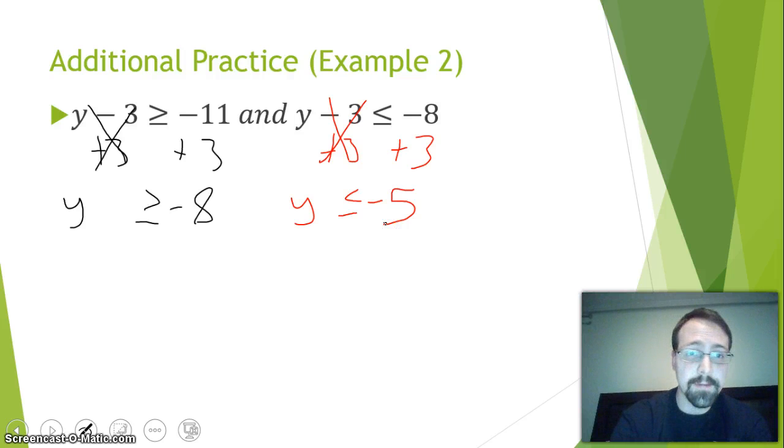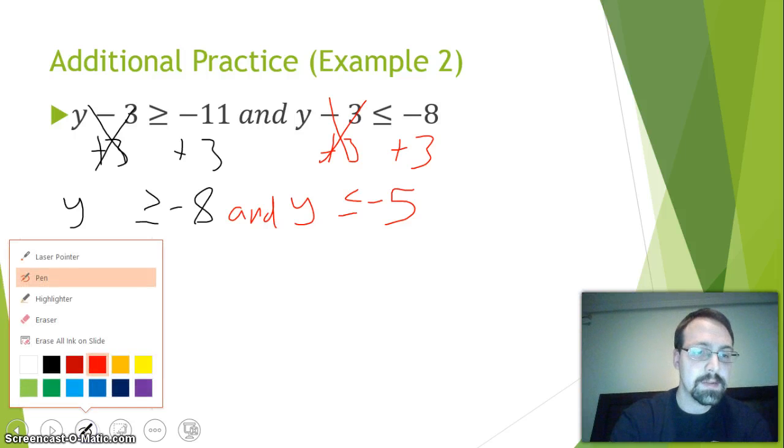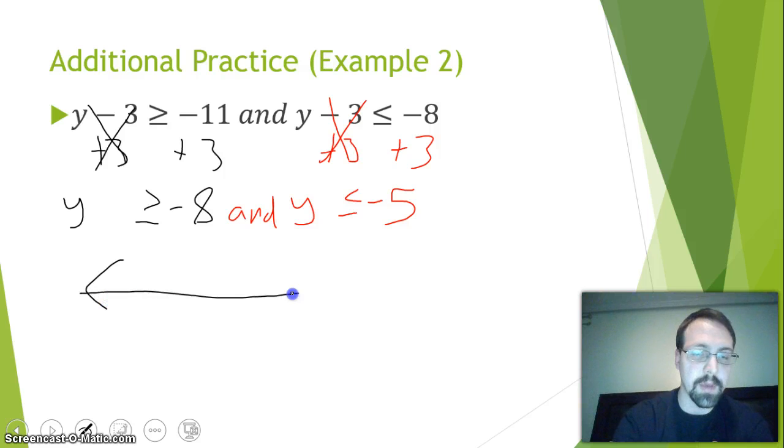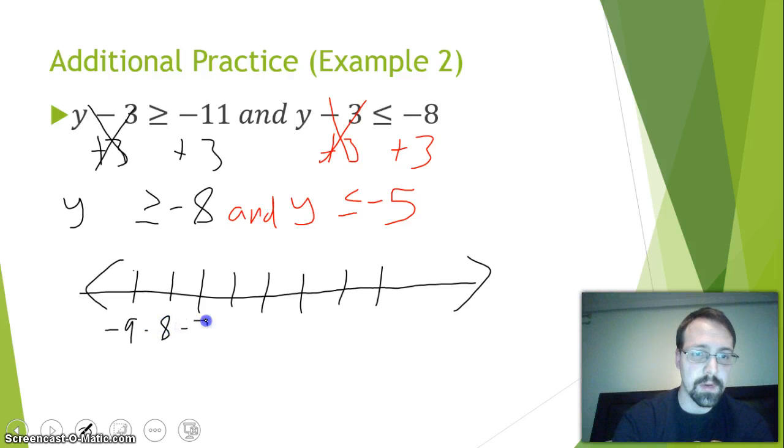Now I need to go ahead and graph. This is an AND inequality, so it probably will look like the one that we just did. So I'm going to go ahead and make my number line. I need negative 8 and negative 5. I know the distance between those two numbers is actually fairly small. If I start out negative 9, negative 8, negative 7, negative 6, negative 5, I'm already there. The rest of this is just to fill in so that my number line doesn't look weird.